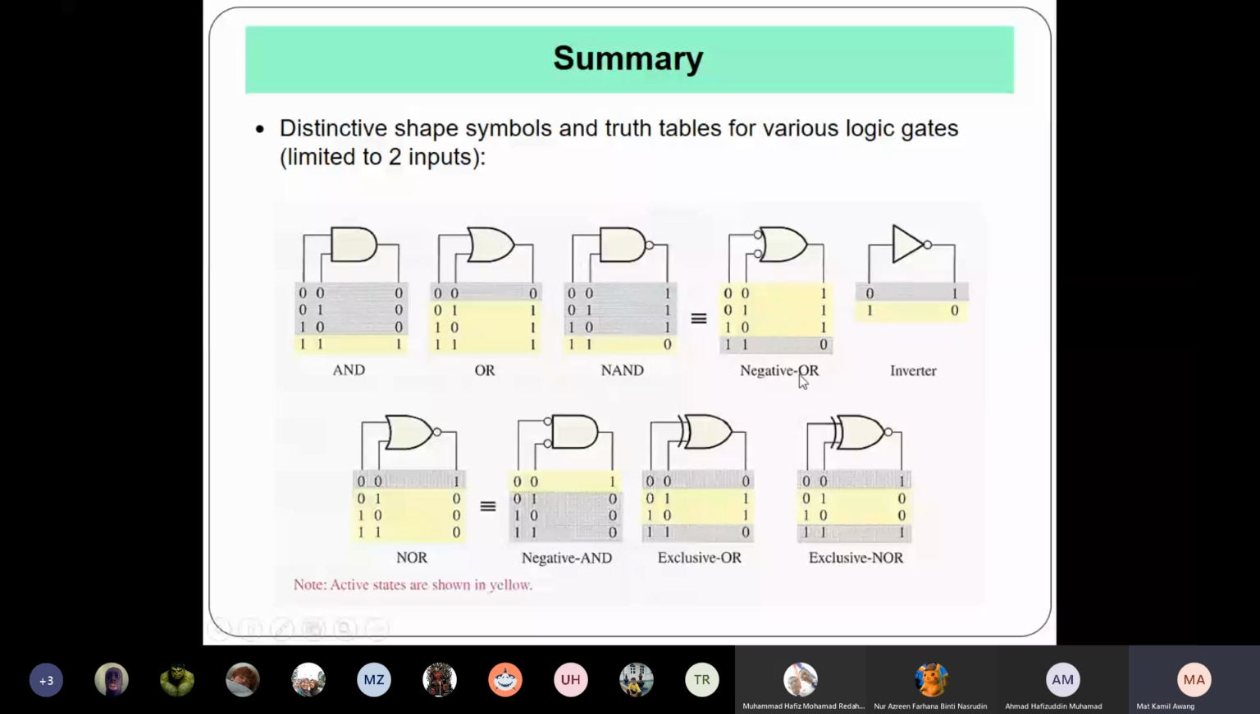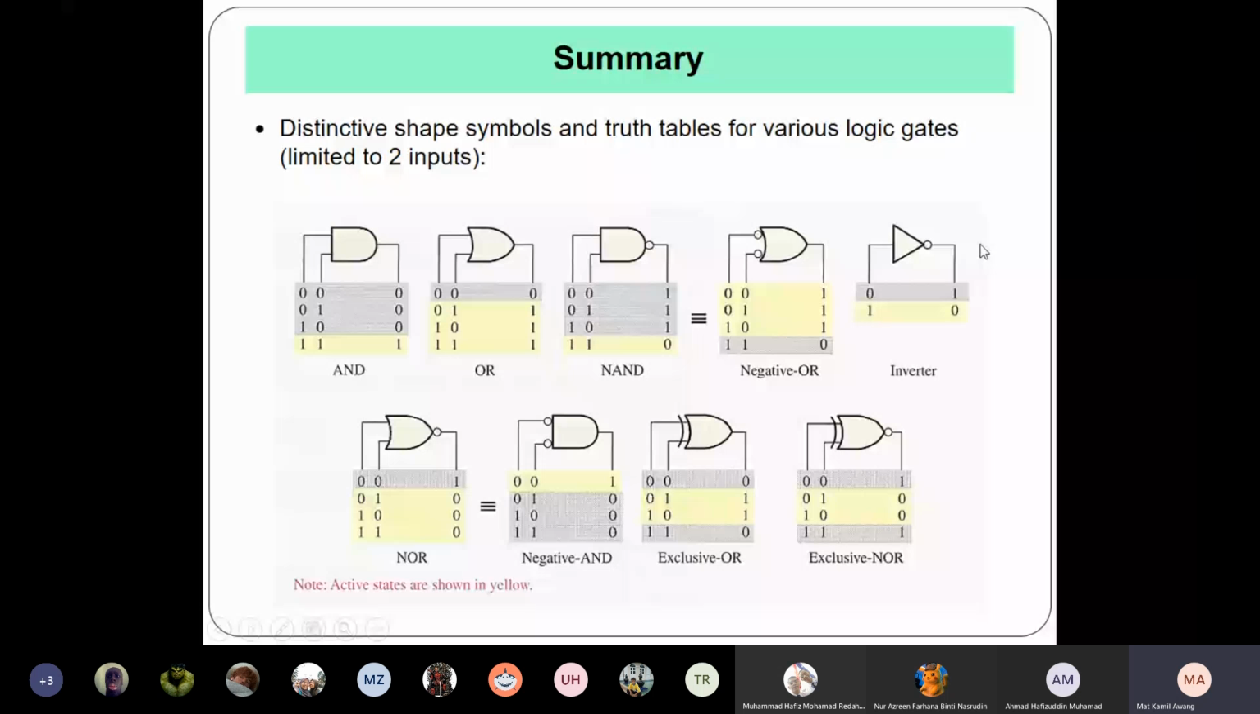This is negative OR. You see this? You NOT first, then you OR. So this is the truth table. So if it's 0, then this becomes 1. 0 becomes 1. So once 0, 1 basically becomes 1, 0, so it becomes 1. 1, 0 becomes 0, 1, output 1. 1, 1 becomes 0, 0, so the output is 0. So this is negative OR.